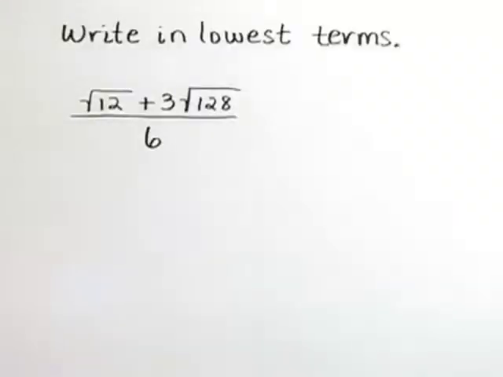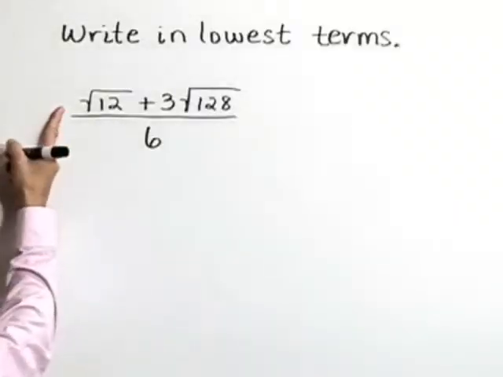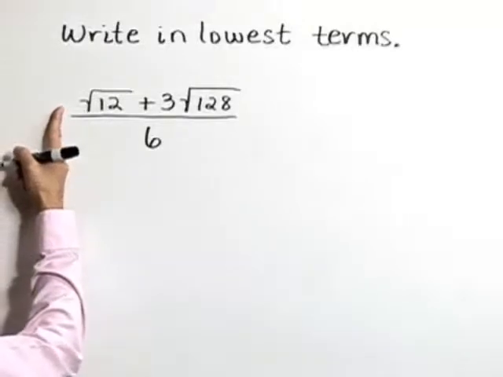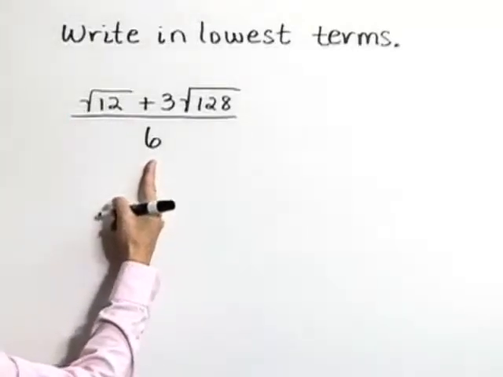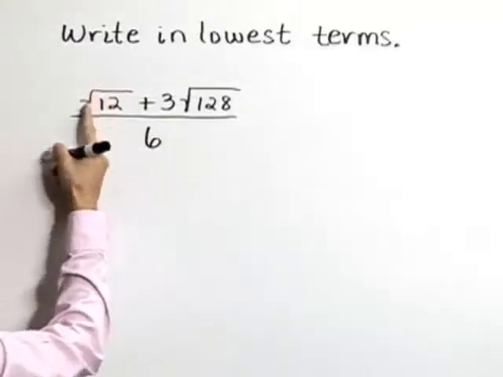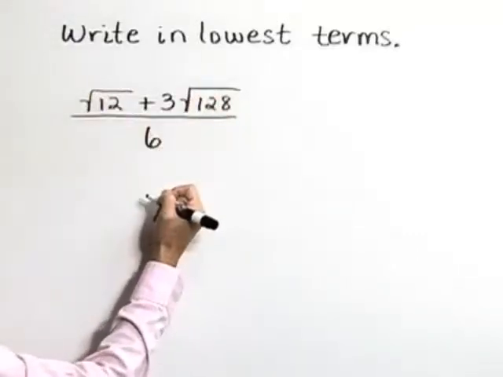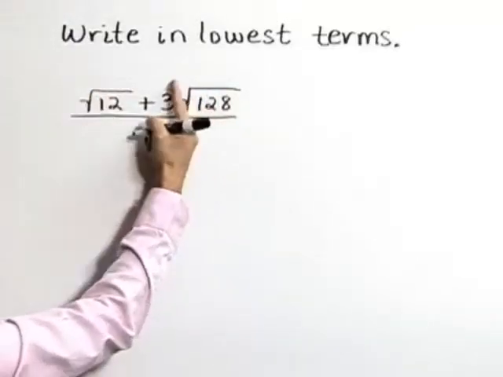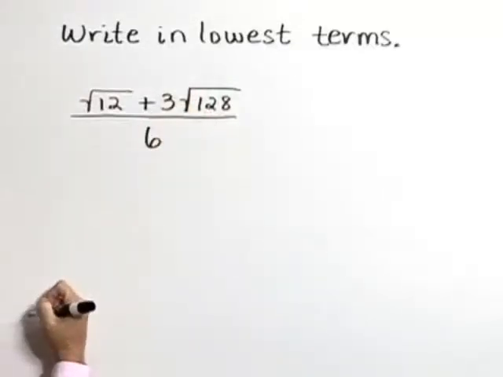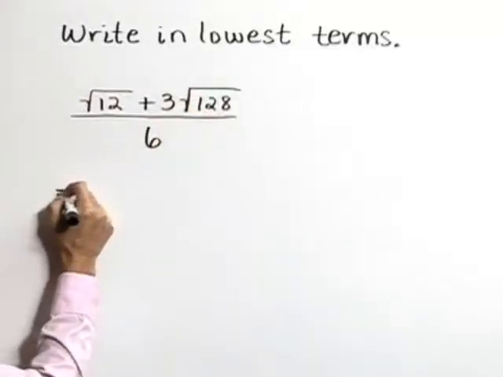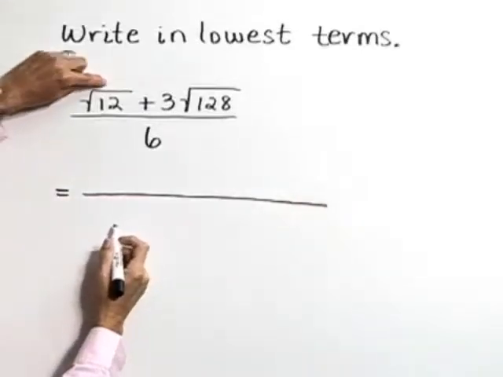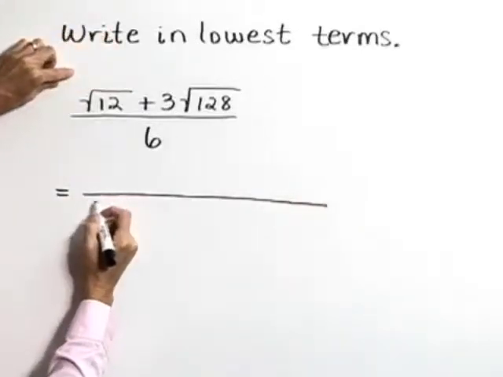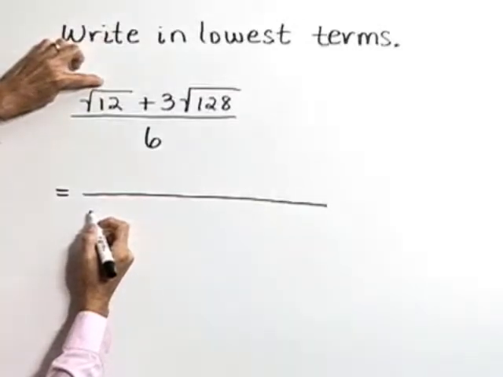Write this in lowest terms: the square root of 12 plus 3 times the square root of 128, all over 6. To write this in lowest terms, we need to simplify these radical values by taking as many perfect squares out of there as possible. So let's start by rewriting the radicals in a factored form where we can see their perfect square factors.